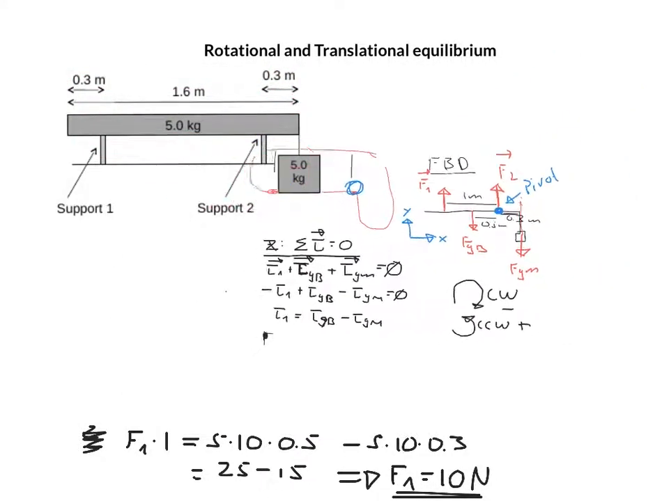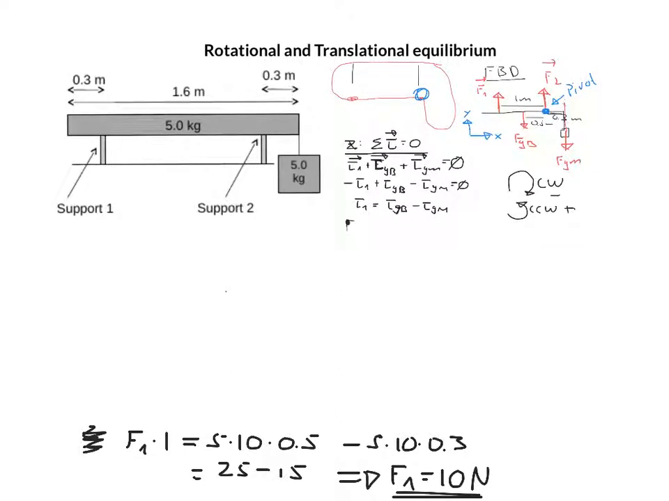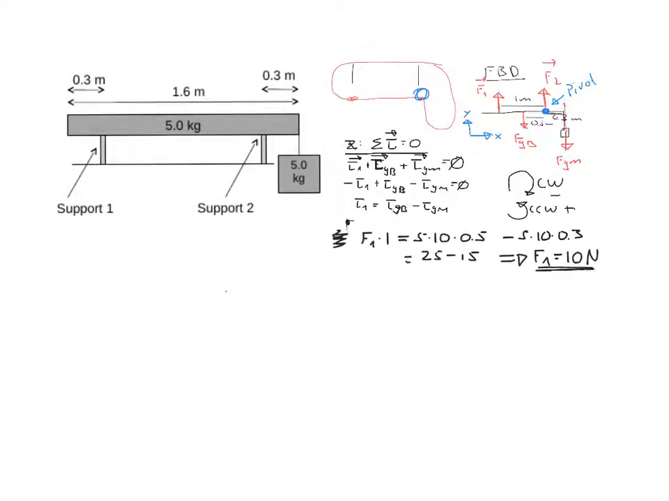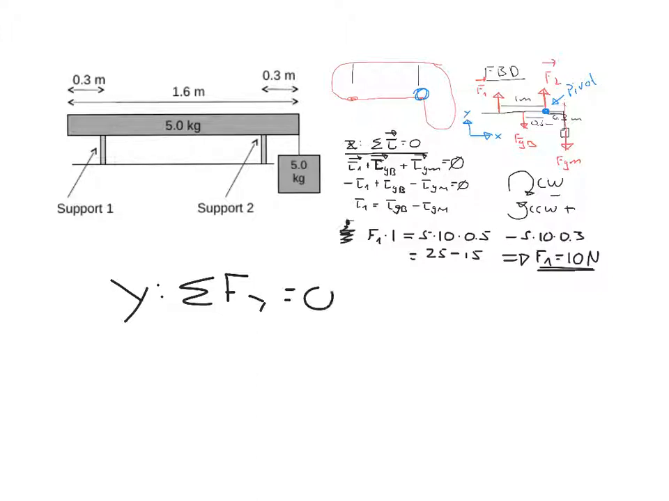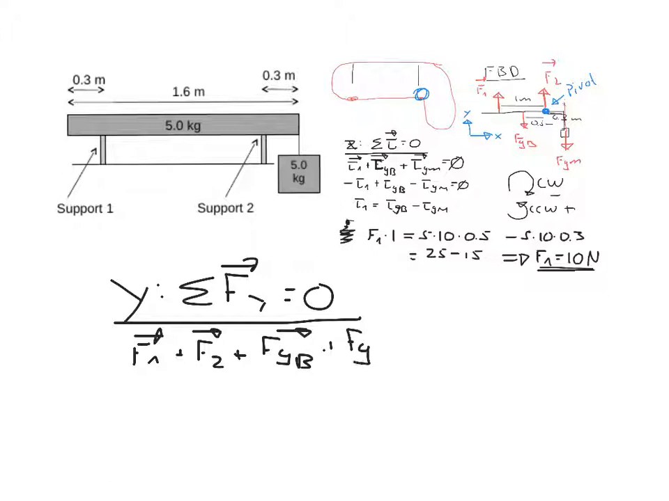I'm going to need a bit more space, so I'm going to make this a bit smaller here, place it over here, and this one can go here. Because what I'm doing next is looking at my total of all forces in y direction. So I'm using my y equation. Sum of all forces in y must be zero. Forces in y are my force 1 plus my force 2 plus my Fg of the beam plus my Fg of the block, which must be zero.